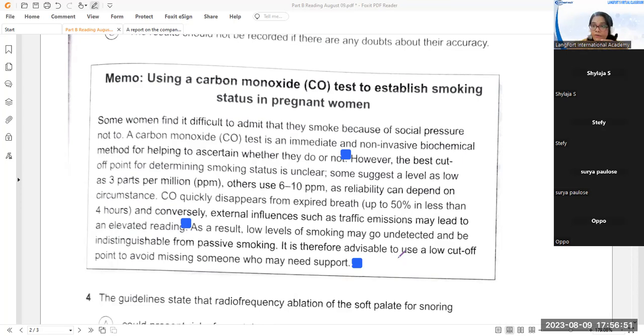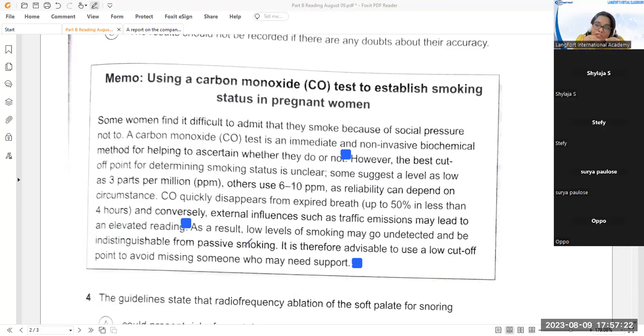Sometimes, if they're exposed to CO, and when they exhale, the CO can quickly disappear from our system. Another thing is, if the person has been exposed to traffic, their CO reading might be very elevated, because traffic, of course, increases the amount of CO they exhale. As a result of these, low levels of smoking may go undetected and be indistinguishable from passive smoking.